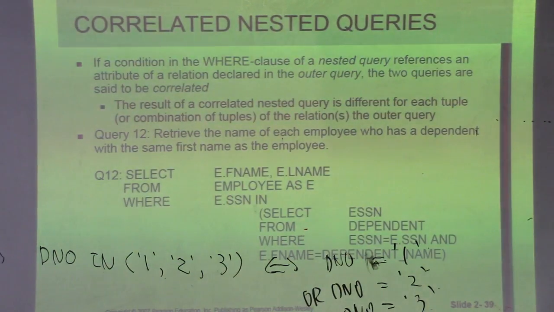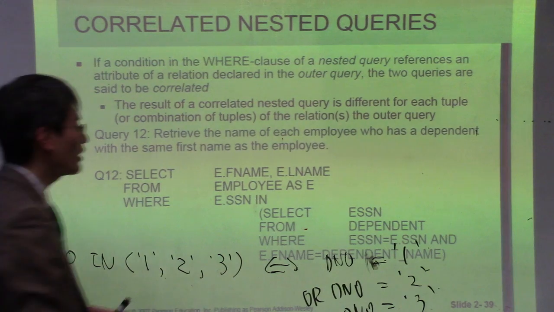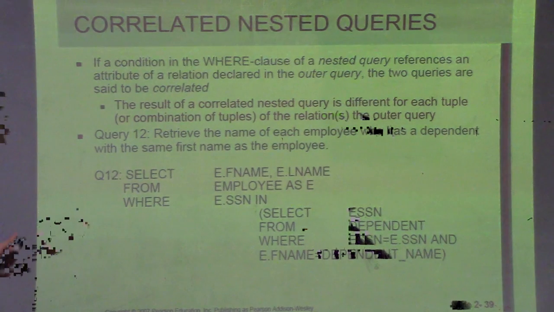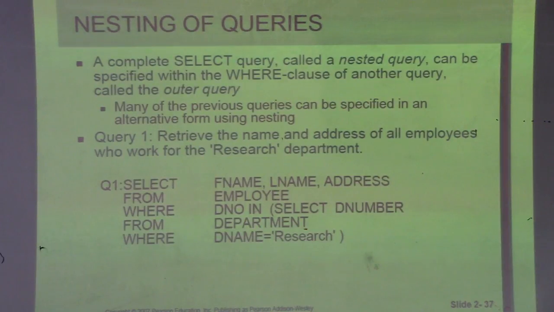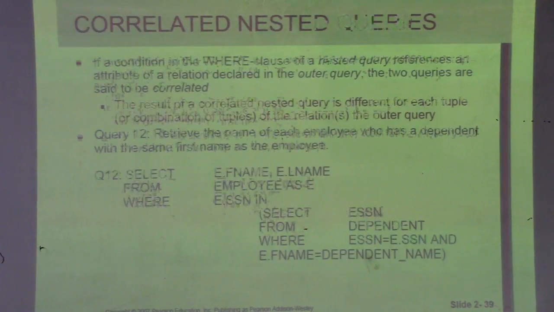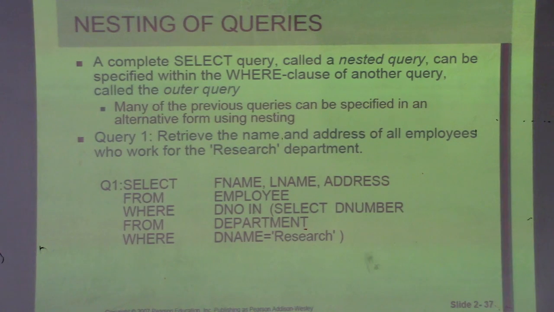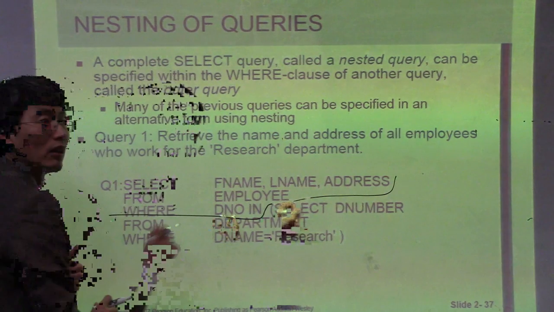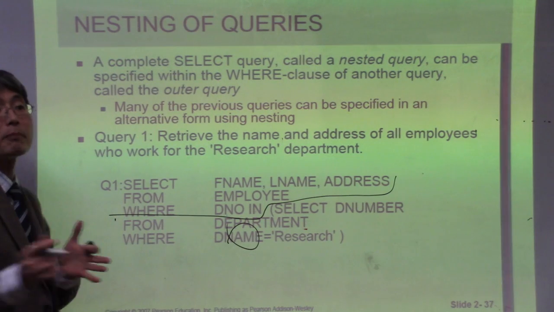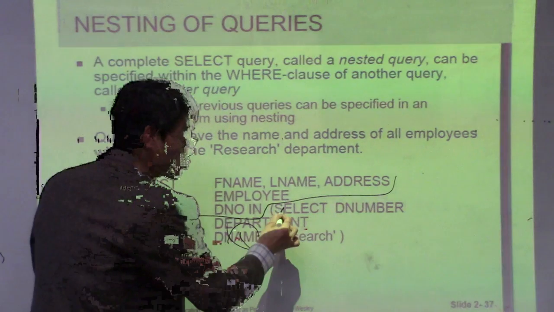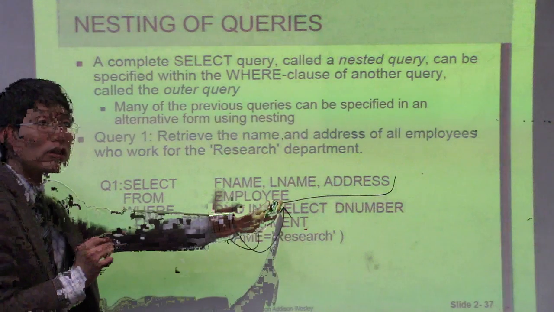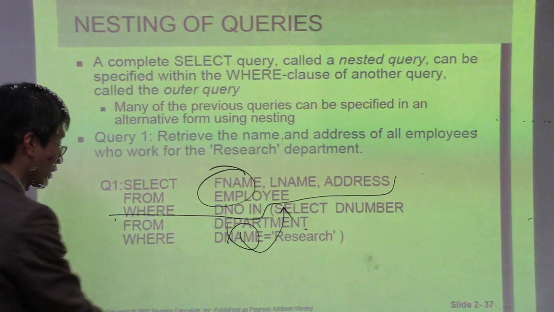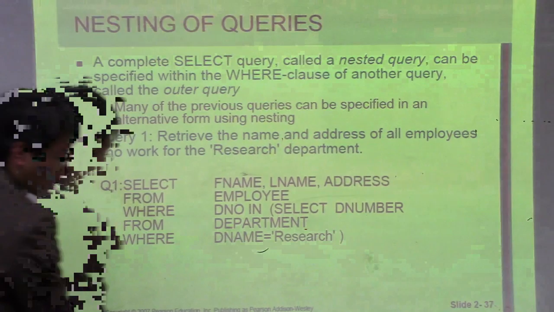This is another type of nested query, but slightly different from the previous one. What is the main difference between this one and this one? Here, we can separate them. You can run this inner query first, independently. Then its output can replace it here, and then you run the outer query. Yes, that is possible.